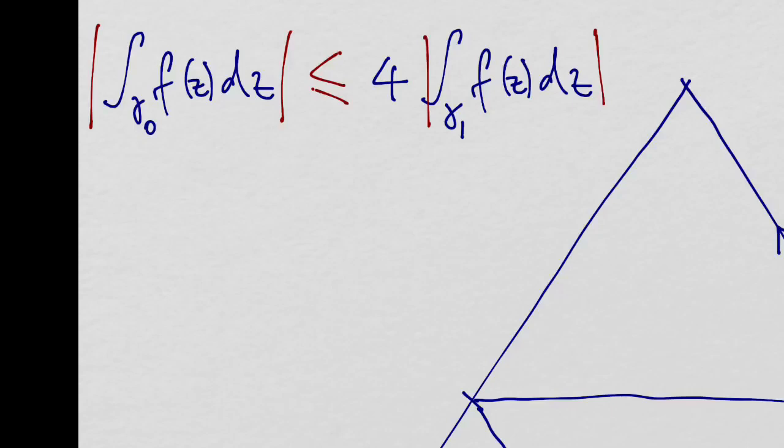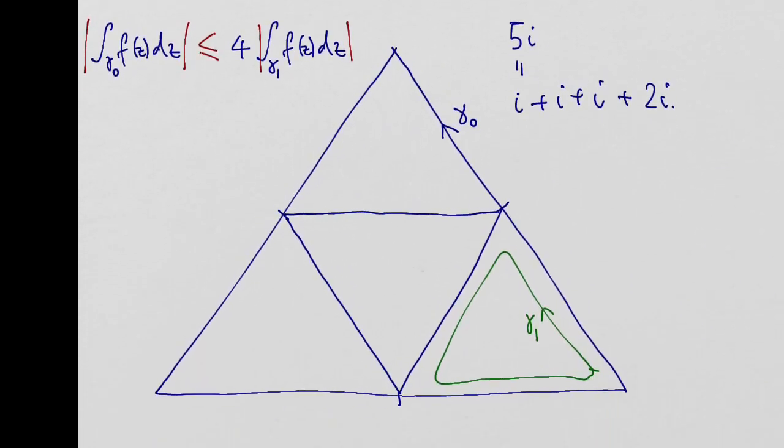Okay, so let's pan back out and look at our big triangle again. How big is our triangle gamma 1? In particular, what's the length of its perimeter? Well, if you look at this length here, this side, this is half the length of the big side of gamma 0. And the same is true with the other sides. This is half the length of this length here.